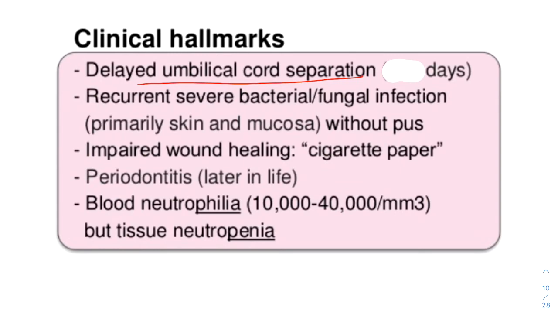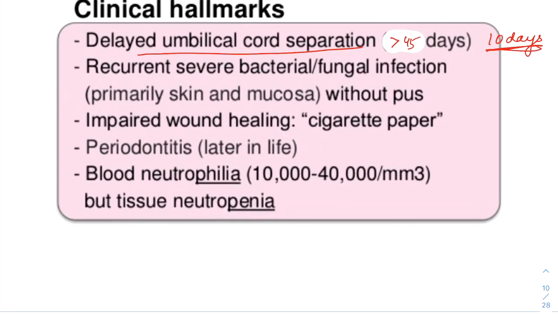A normal separation of the umbilical cord is observed usually within 3 days to a maximum of 45 days after birth, with a mean of approximately 10 days. So within 10 days, usually the umbilical cord will separate. A maximum of 45 days, normal separation can occur. But if there is no separation of the umbilical cord by 45 days, it points toward a delayed separation of the umbilical cord, which is a common finding in LAD type 1.